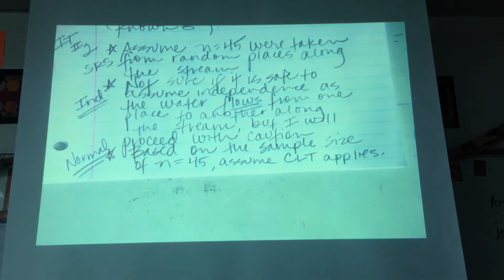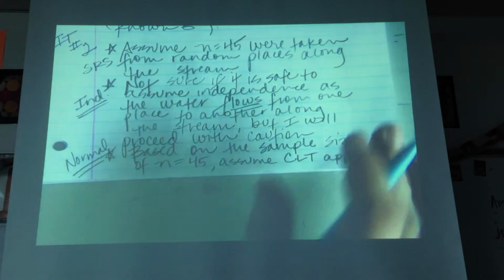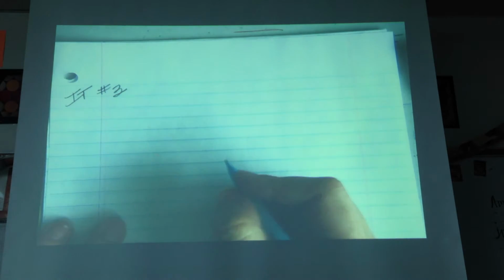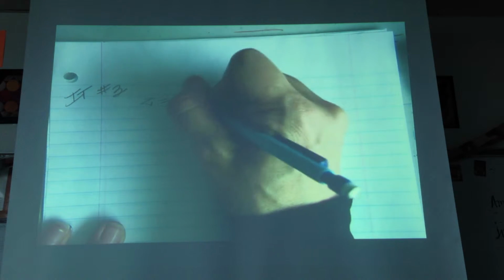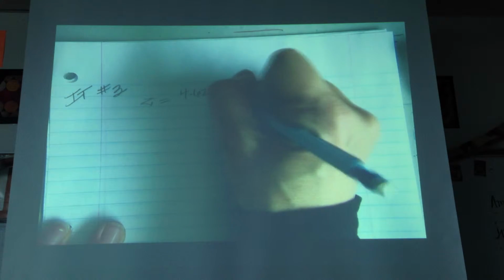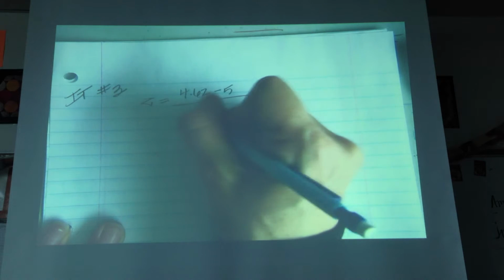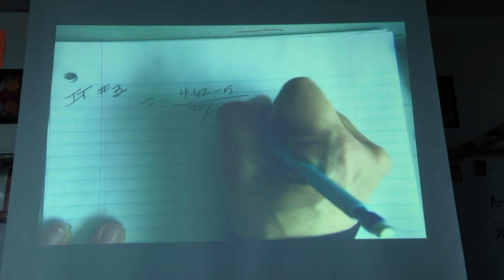Again, we ran into the central limit theorem, I believe, in chapter 9. So inference toolbox number 2. Now I have to go on to my inference toolbox number 3, and that is doing the calculations. My z-test statistic. Glad I wrote all this stuff down over here. 4.62 minus 5, all divided by 0.92 divided by square root of 45.